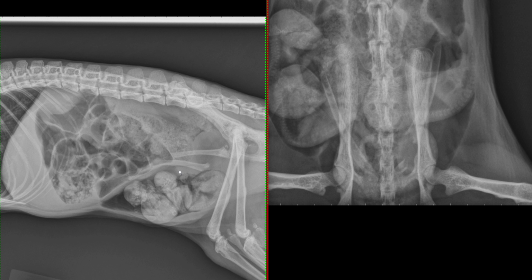There is possible soft tissue thickening in association with the caudal margin of the cranial fragment. The margins of the fracture fragment are sharp. That suggests an acute process.